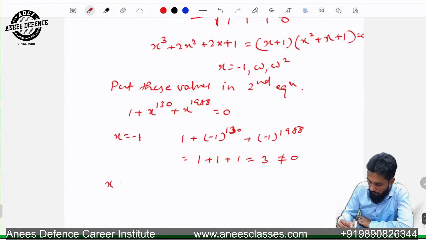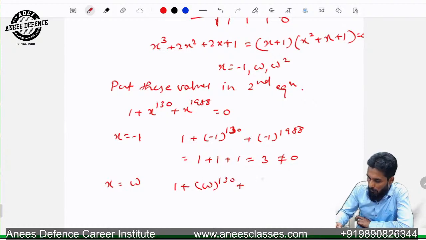We will check the second root, that is omega. 1 plus omega raised to 130 plus omega raised to 1988. So what value will you get here? For omega raised to 130, you need to divide the power by 3. So when you divide 130 by 3, what remainder are you going to get?